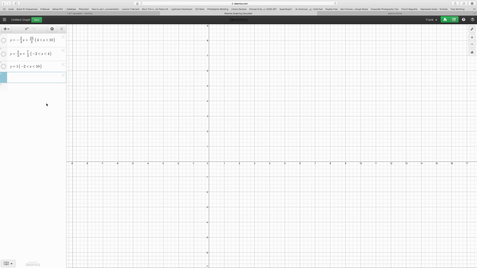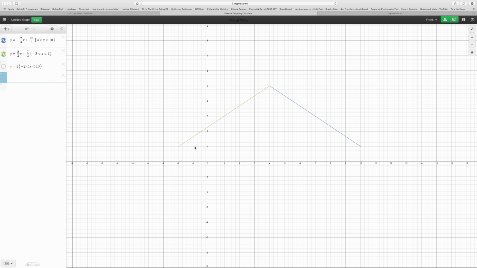Now let's use Desmos to see if our calculations are correct. Here's the first one. And here's the line again. And it goes from 4 to 10. And it is a line that's going down. So it's a negative slope. Let's look at the next one. This one has a positive slope. Basically opposite to the previous slope. In this case it's 2 over 3.